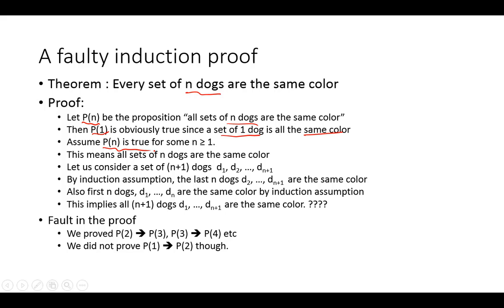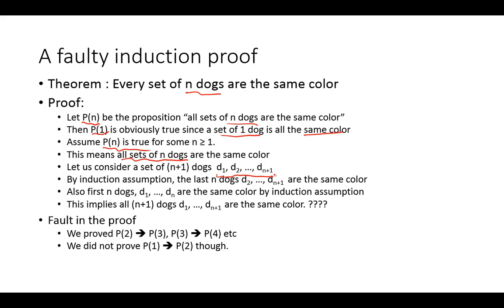Assume Pn is true for some n greater than or equal to 1. This means all sets of n dogs are the same color. So let's consider a set of n plus 1 dogs. We name them from d1 to dn plus 1.